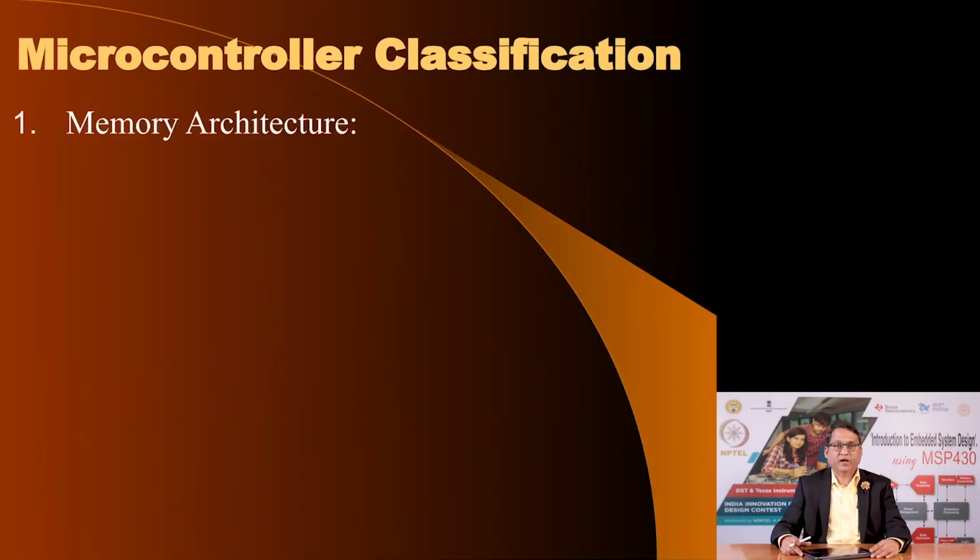Microcontrollers and also microprocessors for that matter are classified at various levels. One of the methods of classification is the memory architecture. Memory architecture refers to the way the microprocessor or the microcontroller addresses the memory for its use, and memory, as we have discussed, is required for 2 purposes.